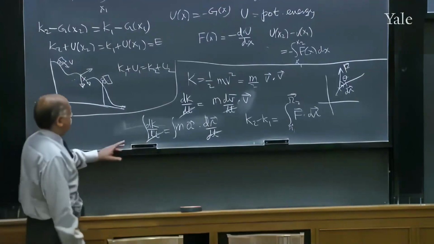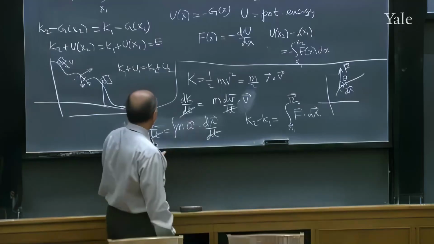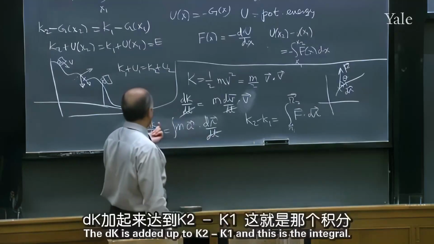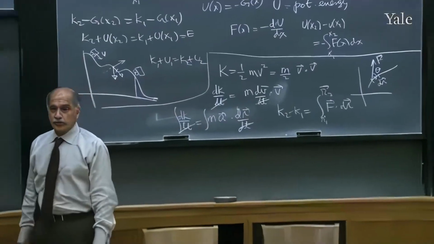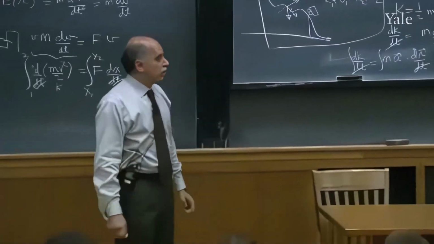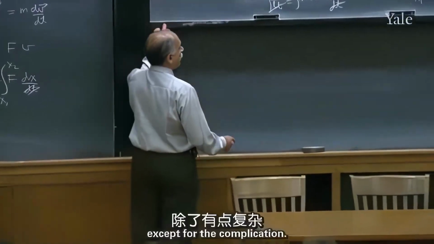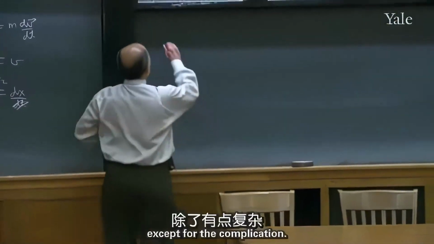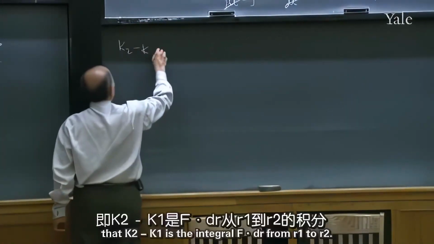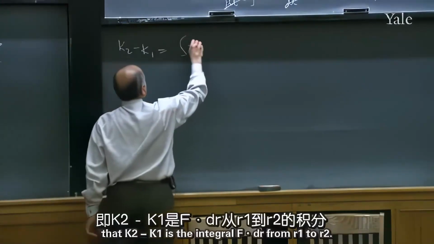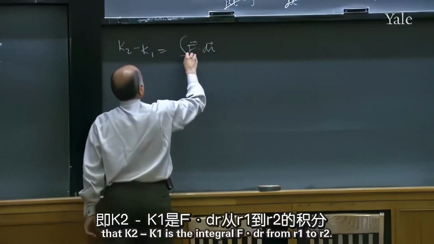You guys with me now? In spite of the little mess up here, this ma is my force, the dt's got cancelled, and the dk is added up to k2 minus k1, and this is that integral. All right, so now it looks pretty good. Except for the complication of the dot product, you have this nice result that k2 minus k1 is the integral of f dot dr from r1 to r2.